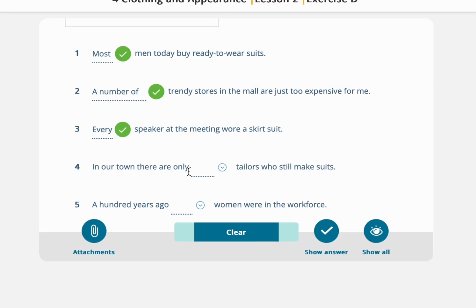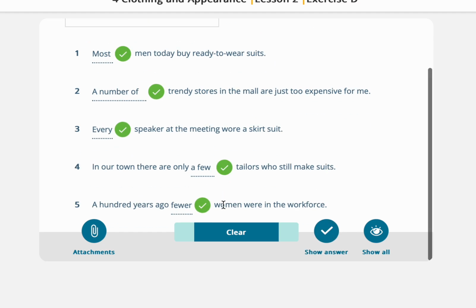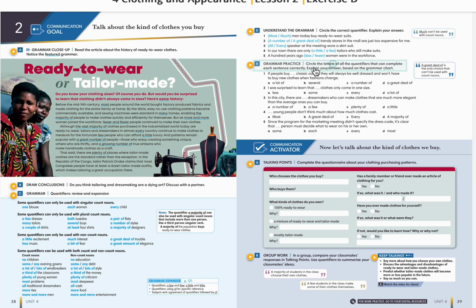In our town there are only, okay, here we have tailors. Is it countable or uncountable? It is countable, so we say a few tailors. A hundred years ago, there were less women or fewer women? Fewer women, okay, because women is the plural form of a countable noun. Okay, good. So let's go and do other exercises here.